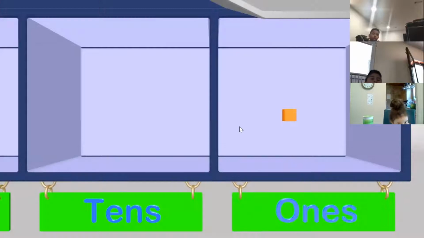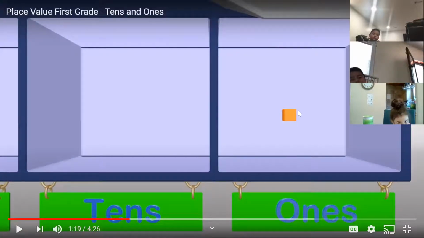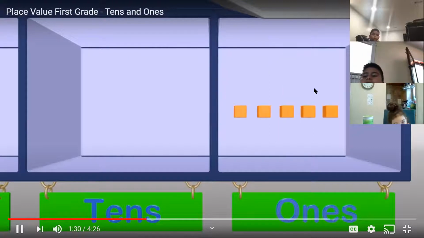Here is a ones block. So our ones blocks are our cubes. That's our ones block. They count as 1. This ones block is worth 1 and is represented by the number 1. What if I add more ones blocks to the ones place? How many ones blocks do I have now? How many ones do we have now? Giovanni?